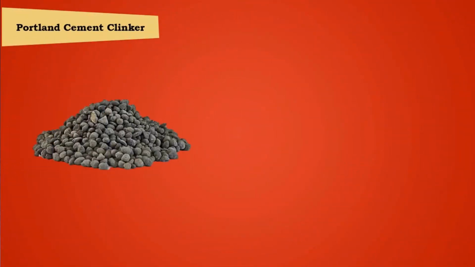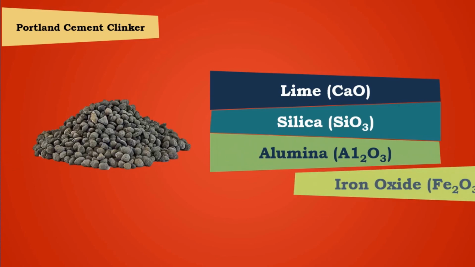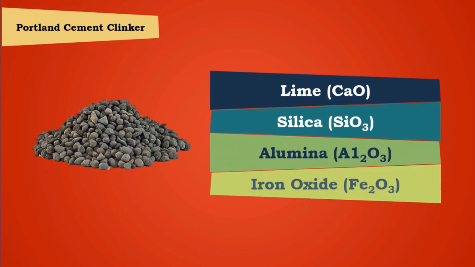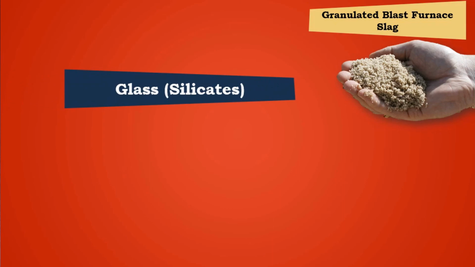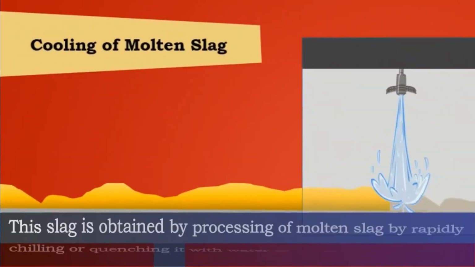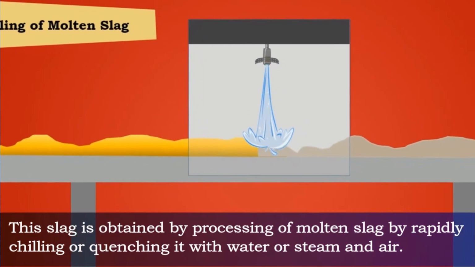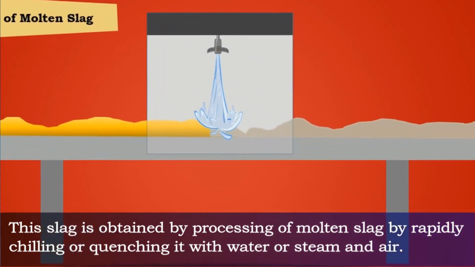Generally, Portland cement clinker is the homogeneous mixture of materials which principally contains lime CaO and silica SiO2 with a smaller proportion of alumina Al2O3 and iron oxide Fe2O3. Granulated slag is a non-metallic product consisting essentially of glass-containing silicates and aluminosilicates of lime and other bases. This slag is obtained by processing of molten slag by rapidly chilling or quenching it with water or steam and air.